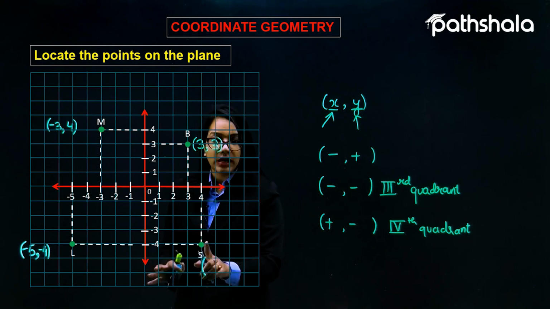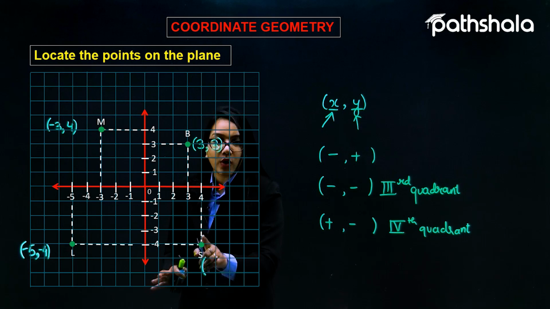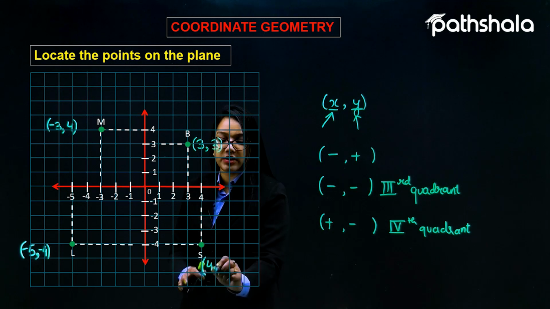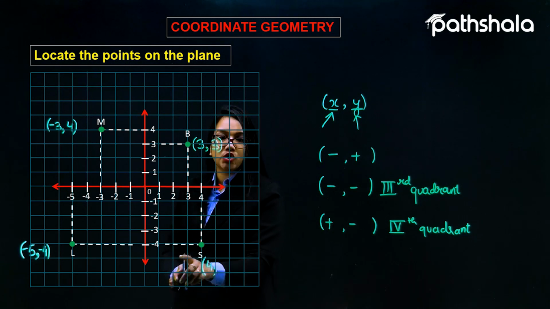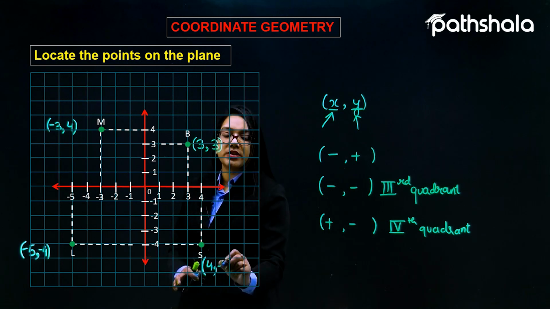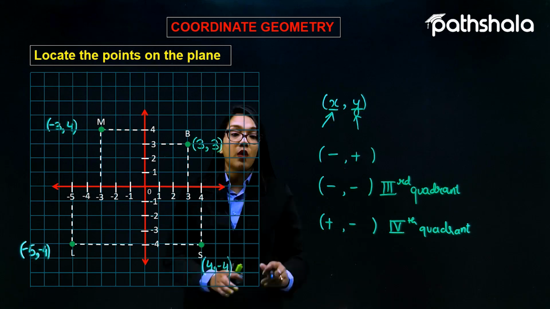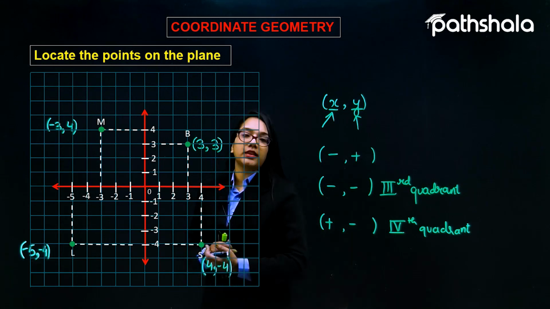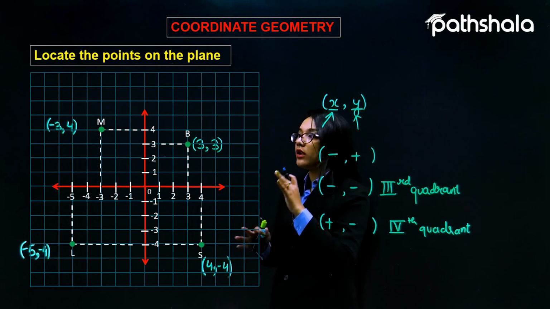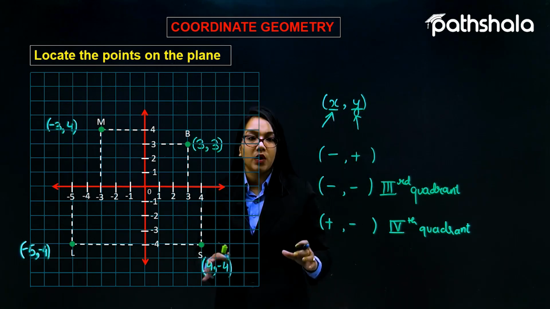In the same way, let's see, S is joining with the number 4, and 4 is nothing but positive. Similarly, S is joining with the number -4 on the negative y-axis, so it is -4. Hence the coordinates of the point S are nothing but (4, -4). So this is all about locating the points on the plane.